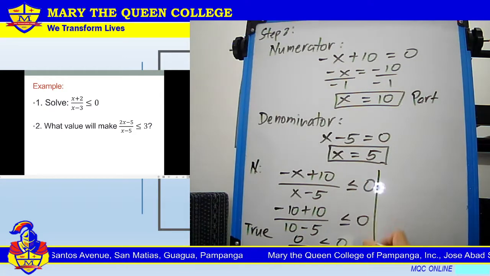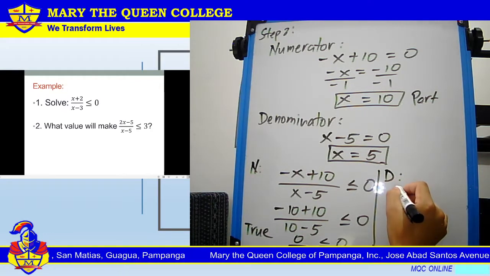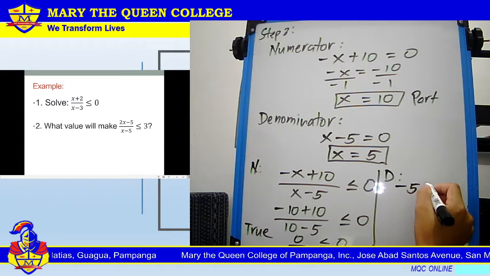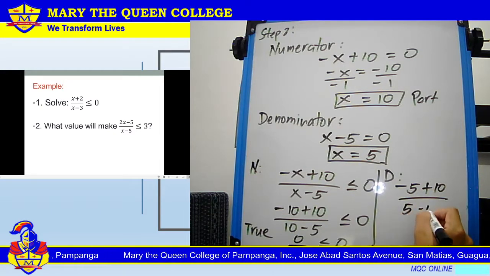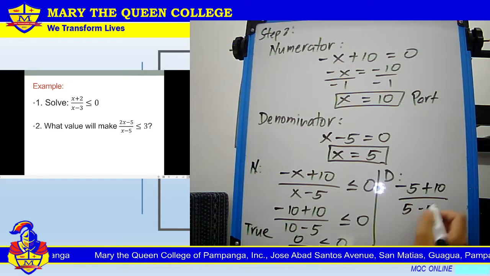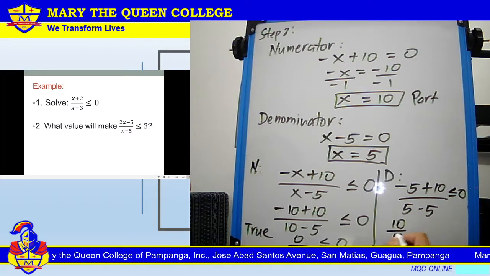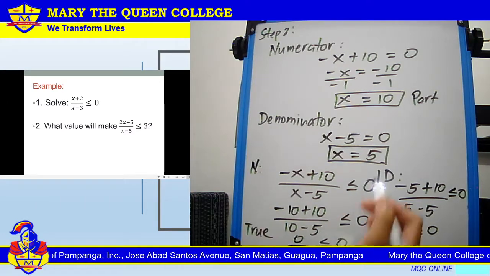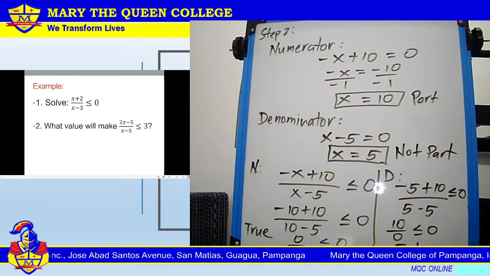Then for the denominator, we'll be using 5. So we have negative 5 plus 10 all over 5 minus 5, less than or equal to 0. So we have 10 over 0 is less than or equal to 0. So this is a false statement. If this is a false statement, meaning to say this is not part of the solution.